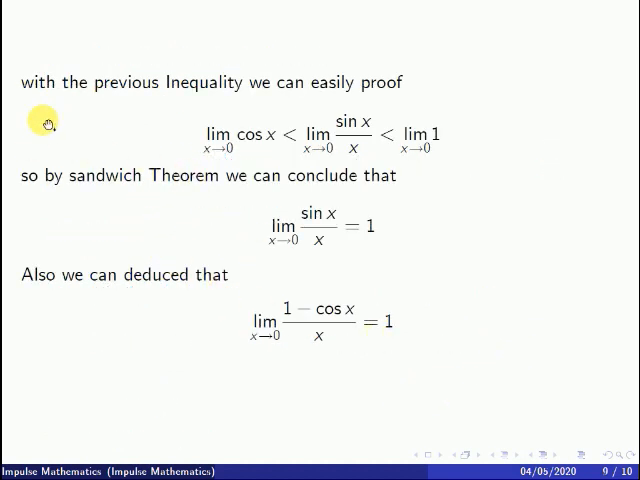Now by using this inequality, if we take the limit as x tends to 0, then we get limit x tends to 0 cos x < limit x tends to 0 sin x by x < limit x tends to 0 1. We previously considered the sandwich theorem. So by the sandwich theorem we can conclude this limit is 1 and this limit is 1, so this limit will be 1. Now from this we can easily deduce that limit x tends to 0 (1 minus cos x) by x equals 1. This is another result.